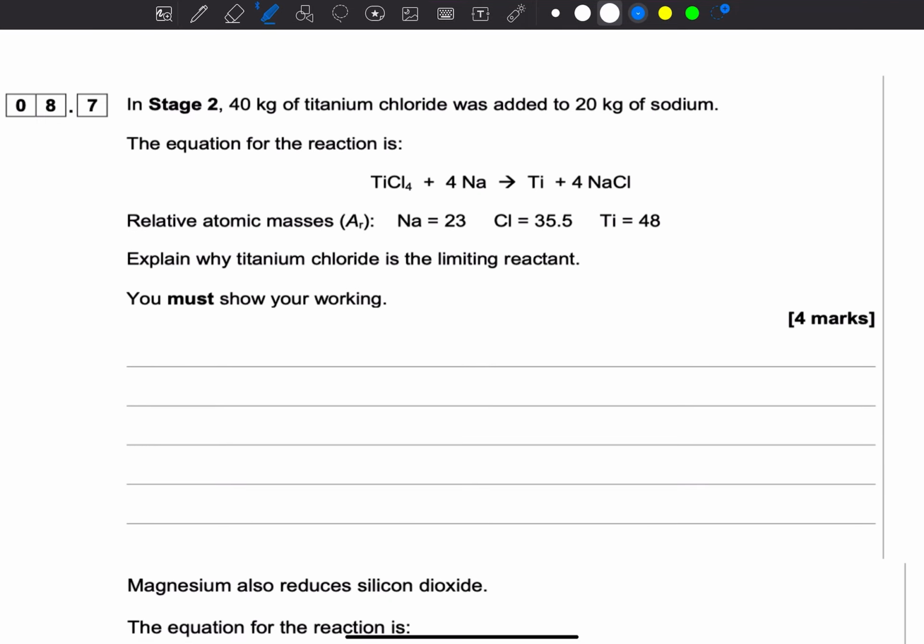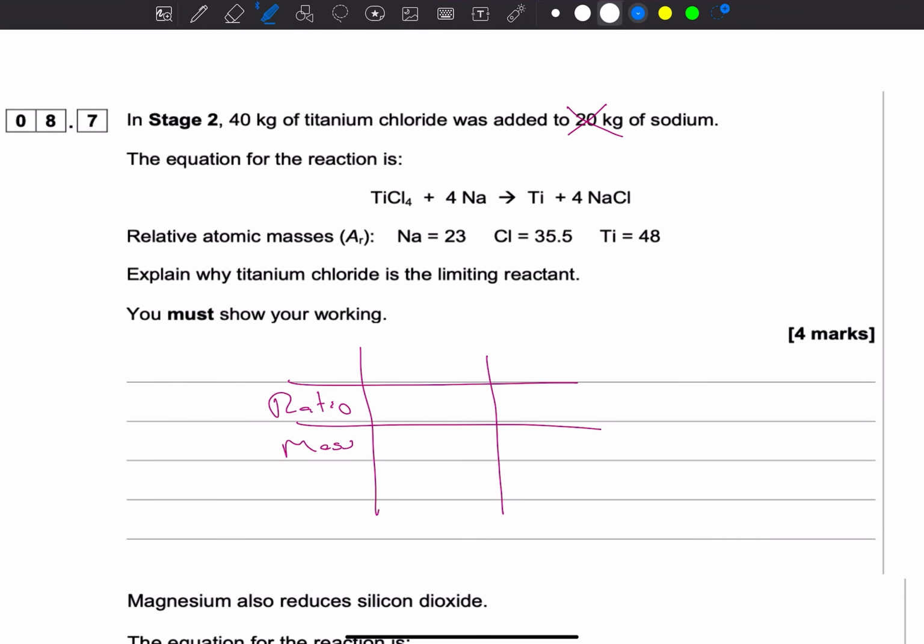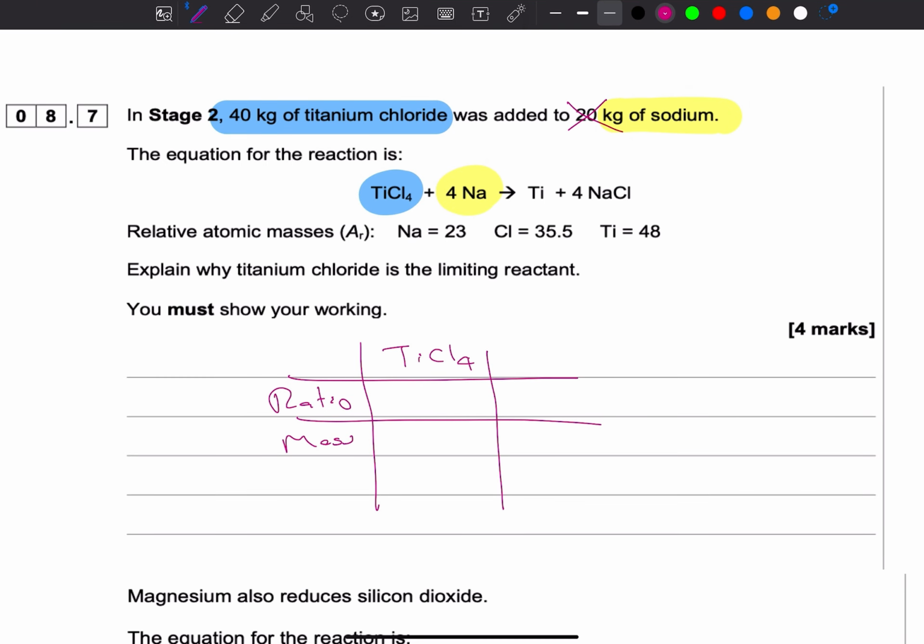Show that titanium chloride is a limiting reactant. So I always cross off the second one for the easiness of it. Okay, just go ratio, mass, and what is given. So I'm just going to assume 40 kg of titanium chloride is given. This is titanium chloride, and what will they want you to count? Sodium, which is here. TiCl4, ratio number, there's no number in front of it, so automatically it's 1. Sodium is just 4.